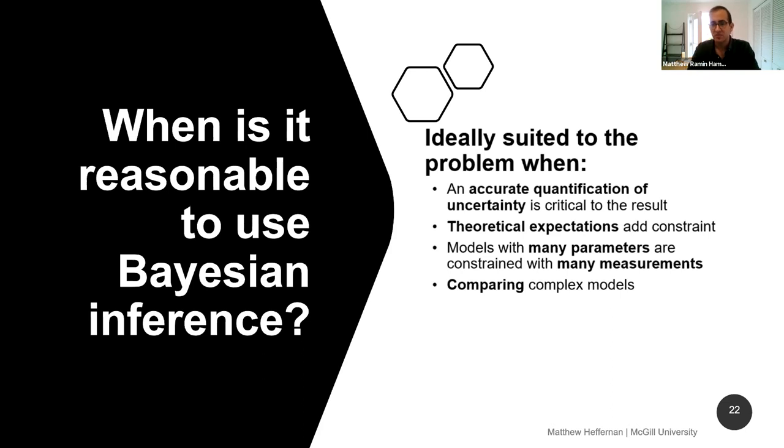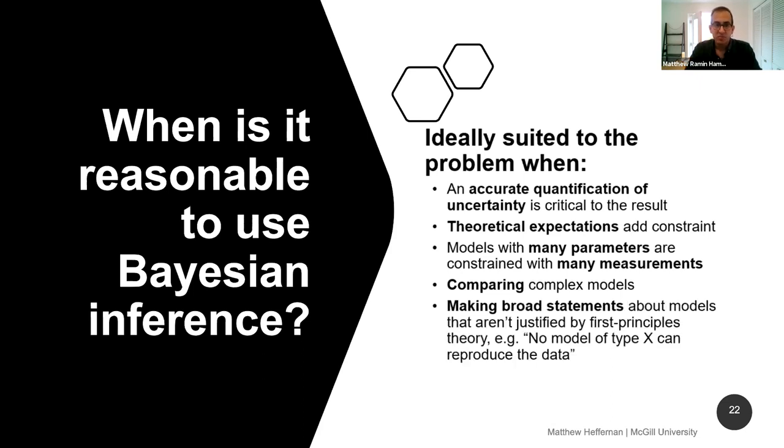It's also really well set up to provide you with comparisons between complex models. As I was talking about with the Bayes evidence, and as was recently done in a series of JETSCAPE publications, you can really do complex model comparison with Bayesian inference. Another case where Bayesian inference is really well suited is when you're making broad statements about models that might not be justified by first principles theory. If you're saying, for example, that no model of a particular type can reproduce the data, it's important to quantify your uncertainty of that and be very confident before making such a statement.